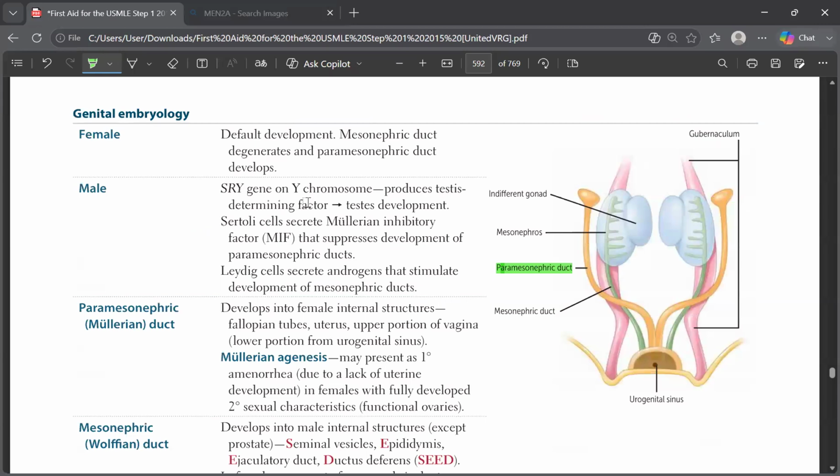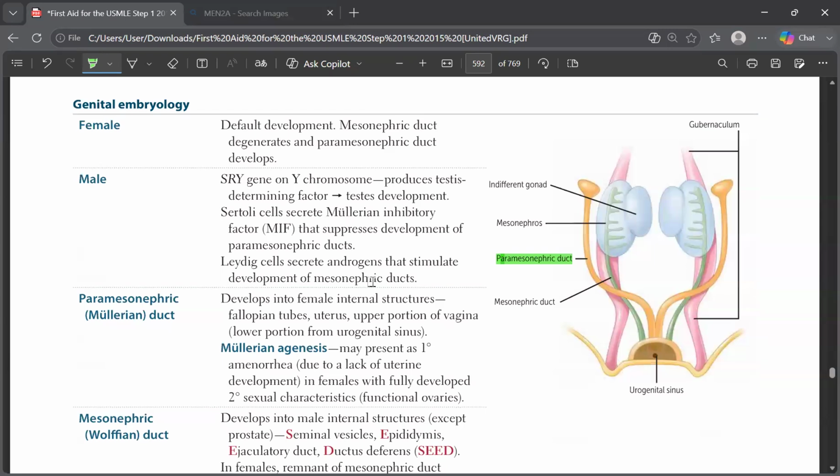So, in the males, the SRY gene on the Y chromosome produces testes determining factor, which causes testes development. Sertoli cells secrete MIF that suppresses the development of paramesonephric ducts. Leydig cells secrete androgens that stimulate development of mesonephric ducts.